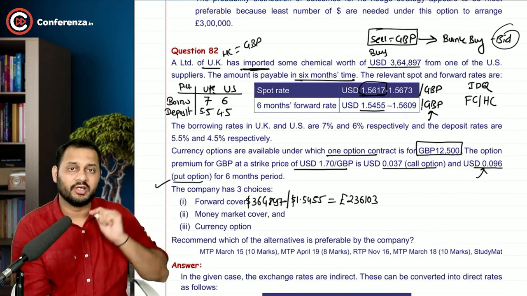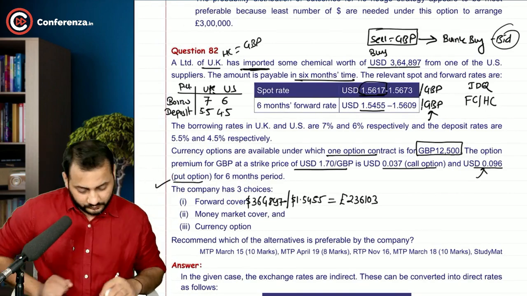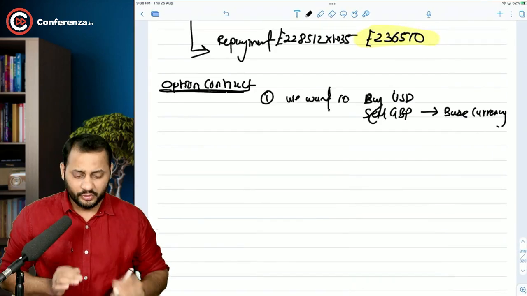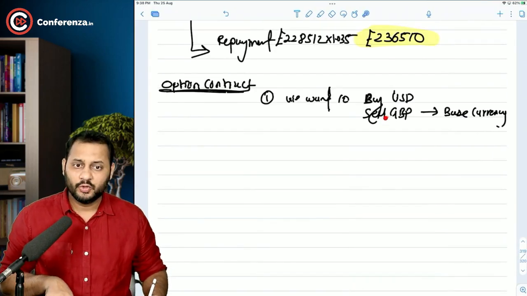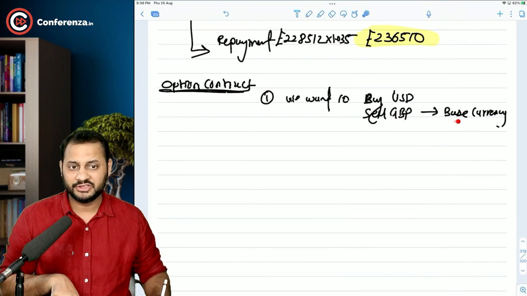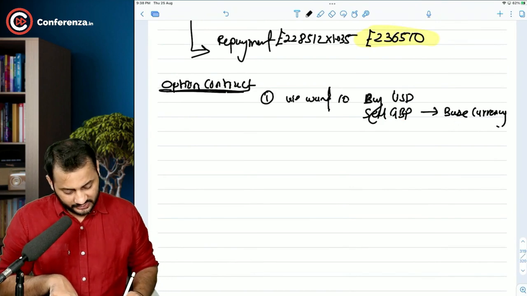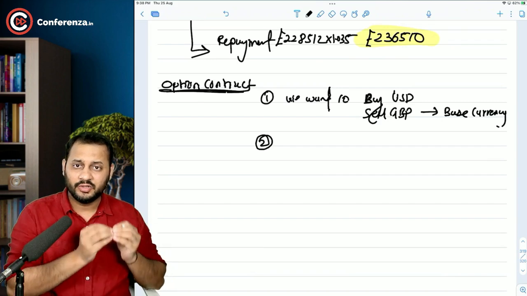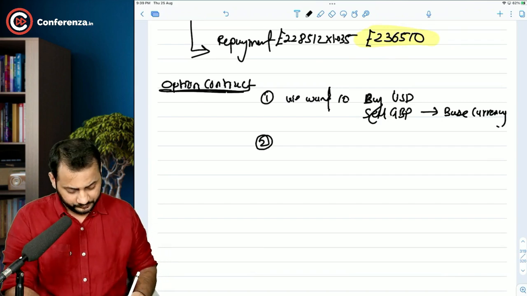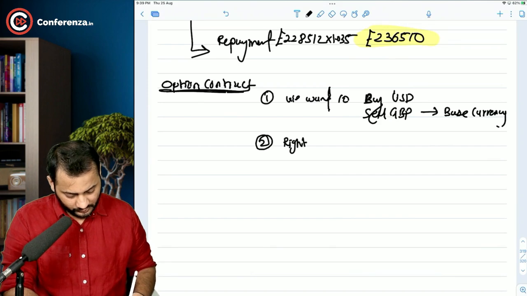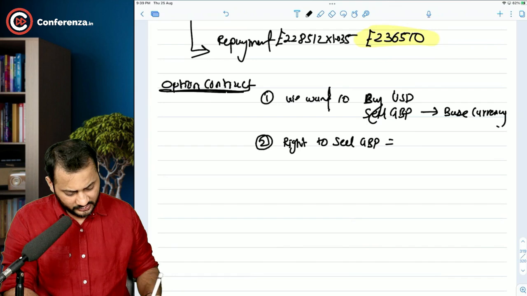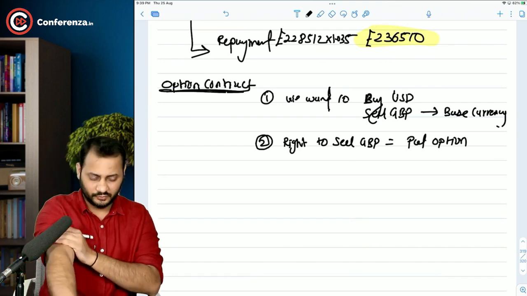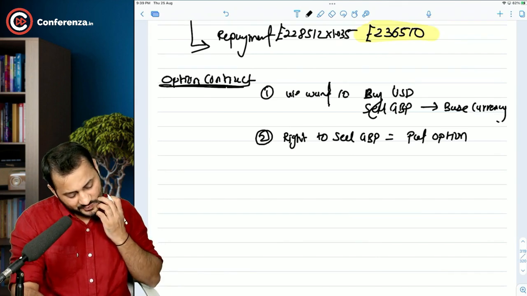$12,500 GBP in one contract. So, what do you want to do at expiry? You want to sell GBP, which is the underlying asset. Second point, since you want to sell the underlying asset, you need a right to sell. Right to sell GBP is under put option. So buy put option. Am I right? Okay, sir. We will buy the put option.